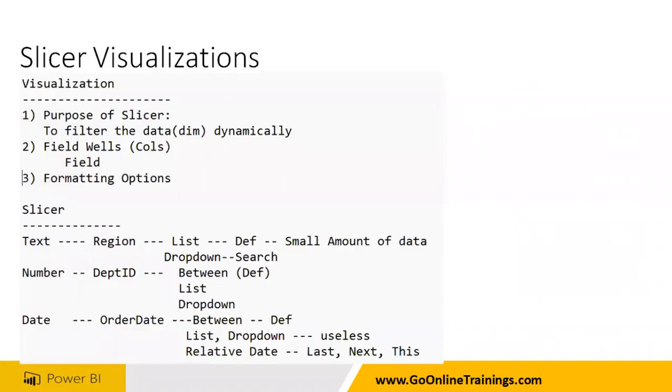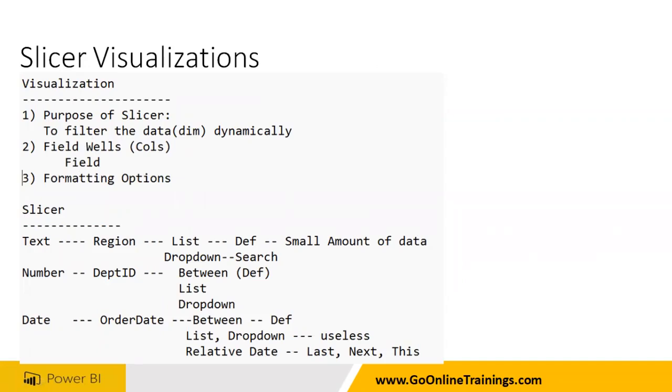Whenever you're talking about any visualization, you have to know the purpose of that visualization. That is step number one. Step number two, what are the columns it contains? What kind of field wells does it contain? Field well means columns. So a slicer is going to contain only one field well. Now, in that, you have to know whether we can drag and drop a dimension or a fact. In this, we are going to be dragging and dropping only the dimension data.